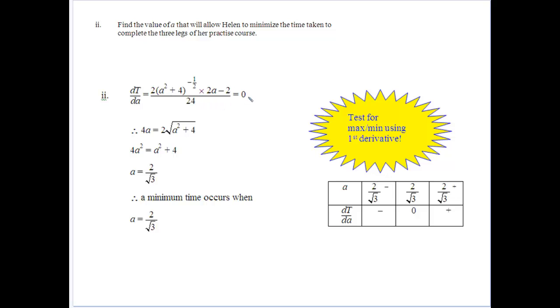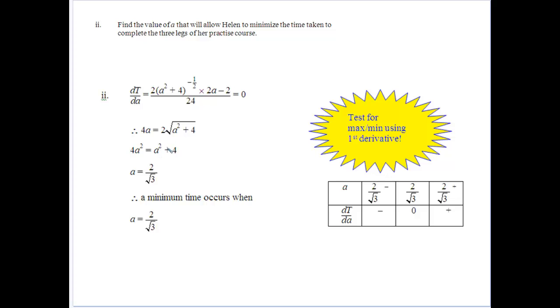And then we start to set it equal to 0. The 24 makes no difference, so it's really just what we've got here. So the two lots of the square root of a squared plus 4 would equal 4a. So I've started to manipulate it there, taking the 2 across, and it's just manipulating this algebra to get to this part. And then we square both sides to get rid of the square root. So 4a squared, and we've got an a squared plus 4.